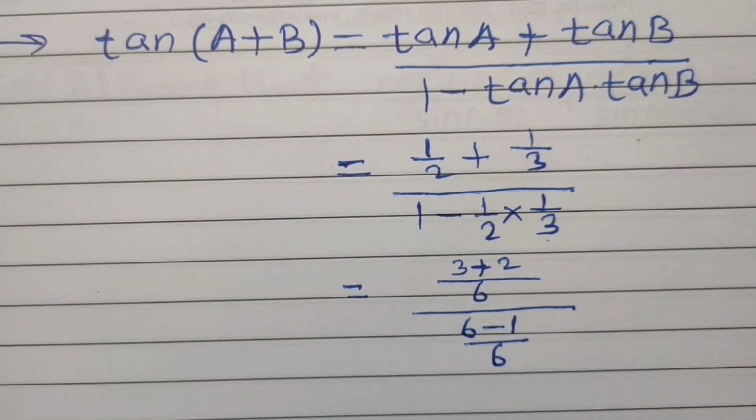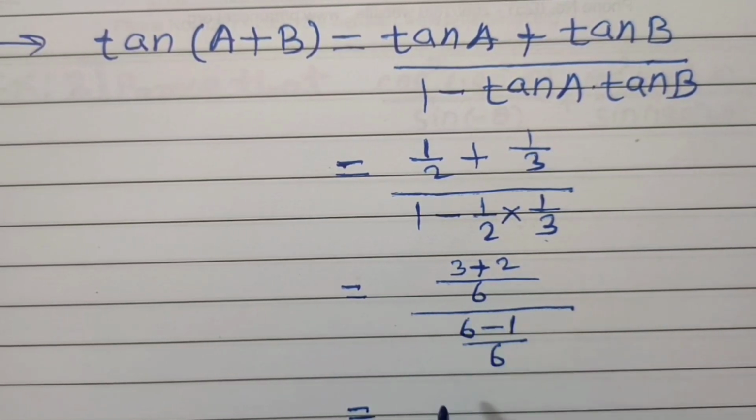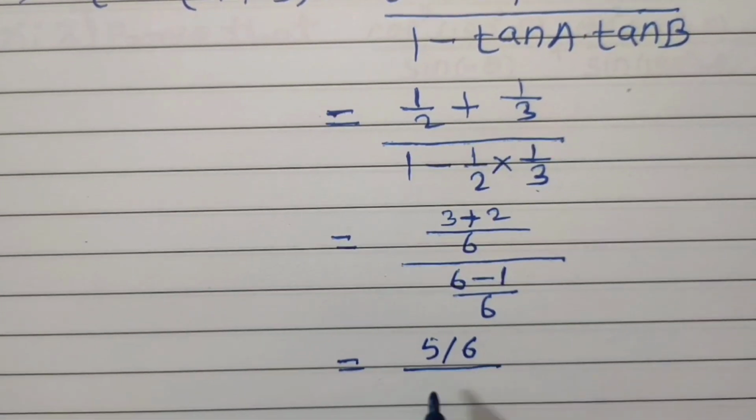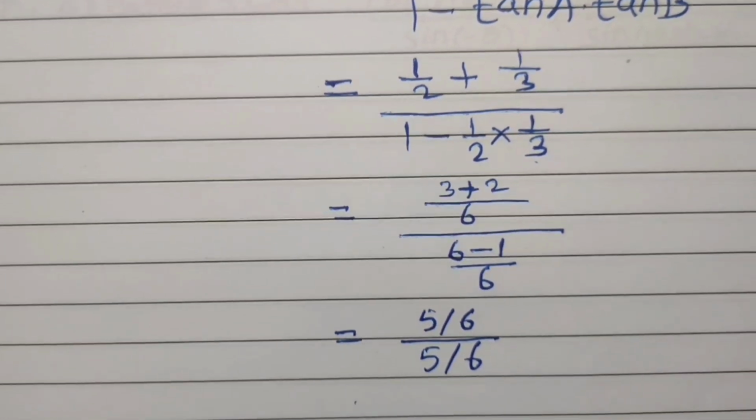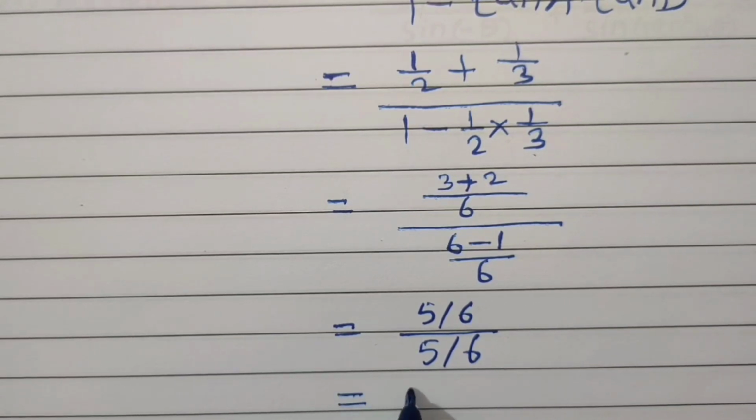So this is equal to 3 plus 2 is 5. 5 upon 6 divided by 6 minus 1, 5 upon 6. And 5 upon 6, 5 upon 6, which is equal to 1. So this is equal to 1. Hence tan of A plus B, its value is 1, and which is the answer.